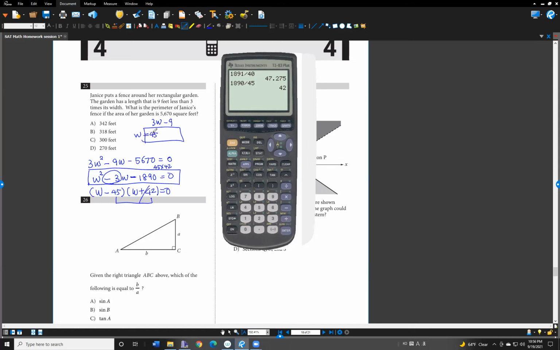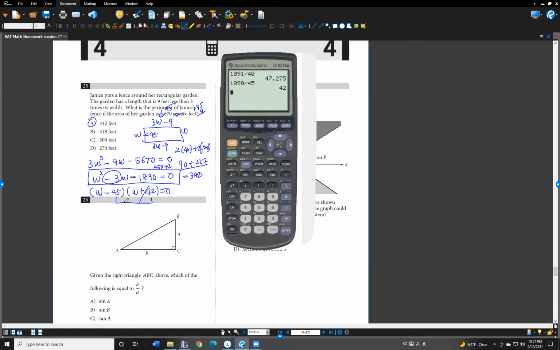Okay, now we need to find the perimeter. This is W. This is 3W minus 9. Oh, this is 45. This is 45 and 90. Okay, 2 times 45 plus 2 times the other side. 3 times 45 is 135. Minus 9 is what? 126. Okay, 126. So that is 90 plus 252. Okay, so total equals 342, isn't it?